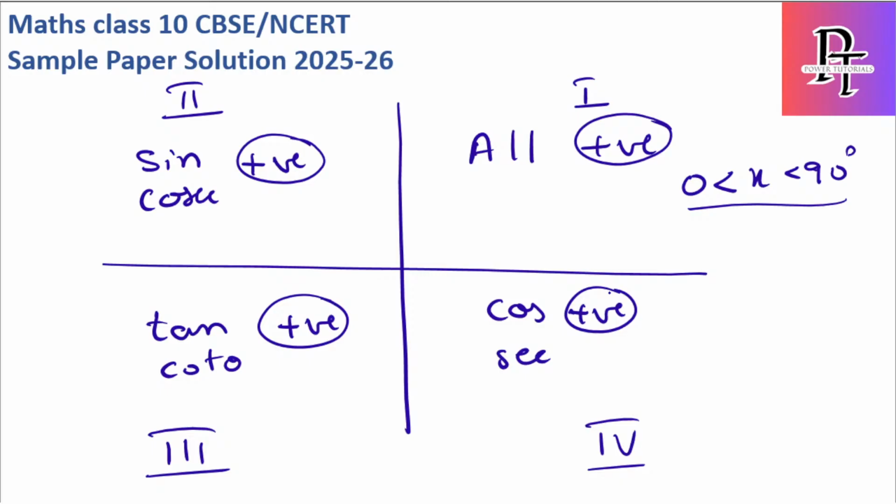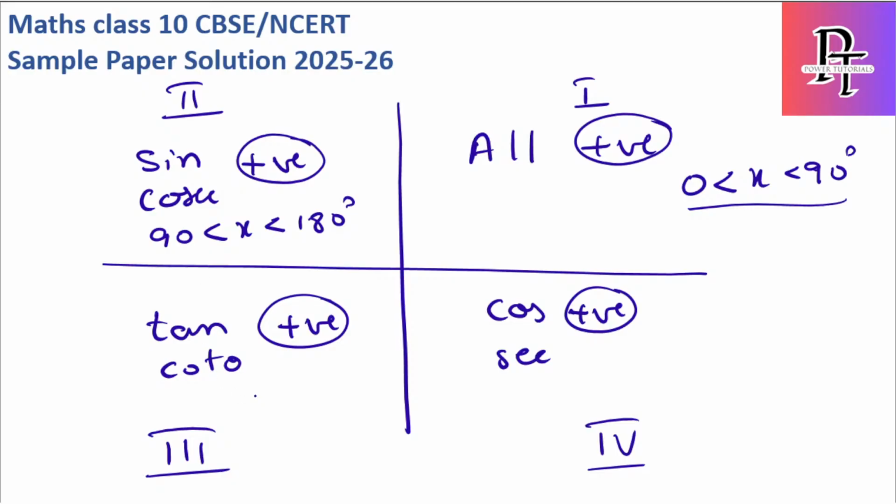Repeating again, we have 4 quadrants total: 1, 2, 3, 4. In the first quadrant, all are positive. In the second quadrant, sine and cosecant are positive. What is the second quadrant? It is x from 90 to 180. So between 90 and 180 is the second quadrant, where sine and cosecant are positive.